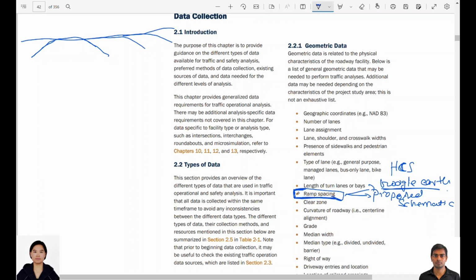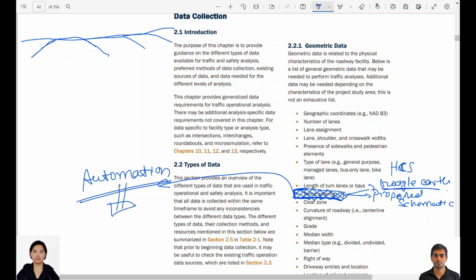So this is an input in highway capacity software. However, we do not go and gather this data. We can automate this very fast. So we get the ramp spacing through automation. And the ramp spacing is not an output.